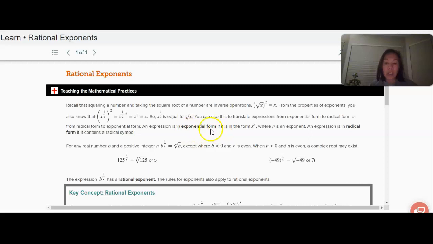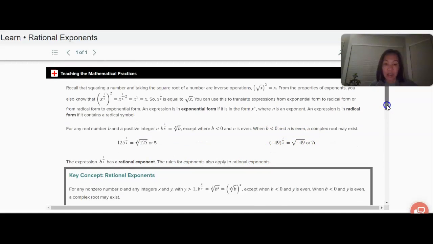So we are going to work on changing things from exponential form to radical form. It's exponential form if we have an exponent, and radical form if it has the radical symbol. But for any integer n and then real number b, b to the 1/n is the same as the nth root of b. So for instance, 125 to the 1/3 is the same as the cube root of 125. Negative 49 to the 1/2 is the same as the square root of negative 49.